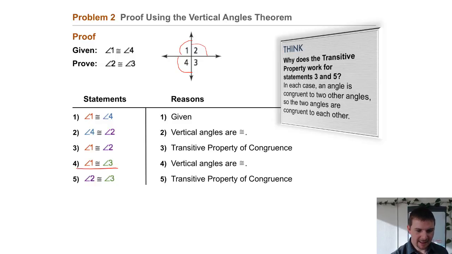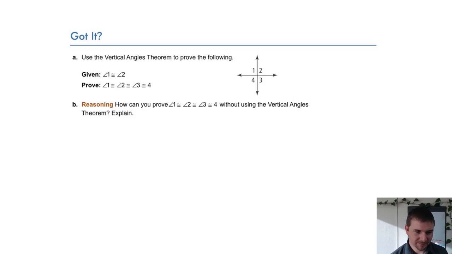Then, stating that angle 1 is congruent to angle 3, again using the vertical angles are congruent reason. Now we've shown enough to state that angle 2 is congruent to angle 3, using a very similar transitive property of congruence. Okay, you've got it.